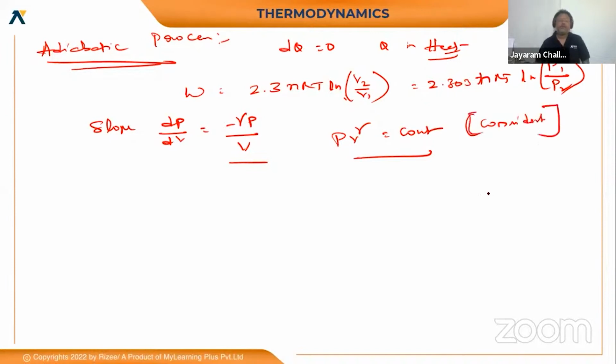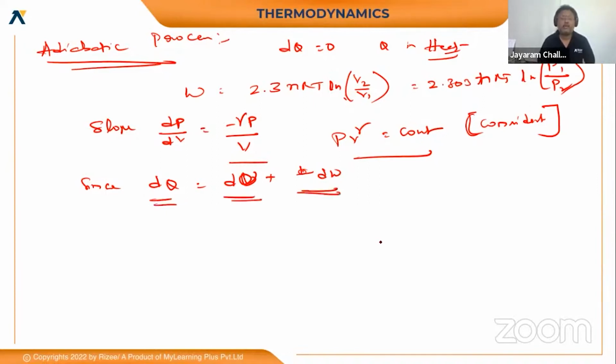So PV power gamma is equal to constant. Since dq is equal to du plus dw, the total heat supplied is used as internal energy and as external work. Okay? Next, how do the relations go in this?